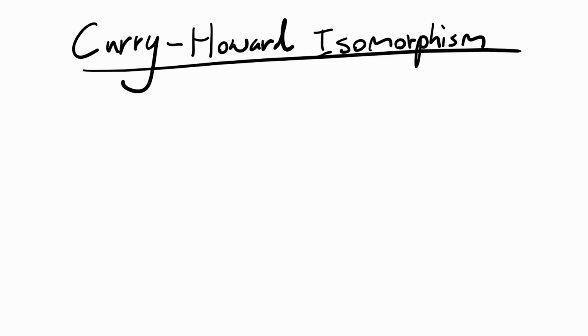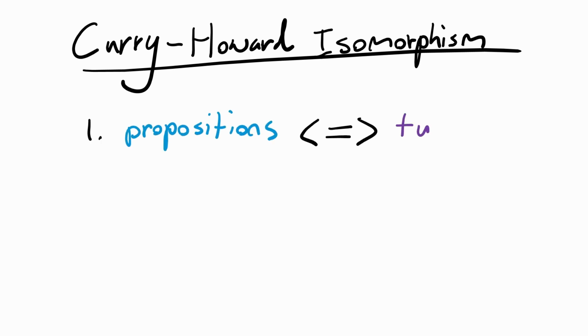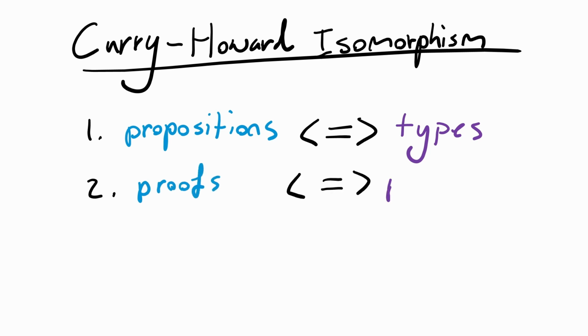The Curry-Howard isomorphism is a result linking computer science to formal logic. It is often stated as the following equivalence: propositions correspond to types, and proofs correspond to programs. But how is this the case?